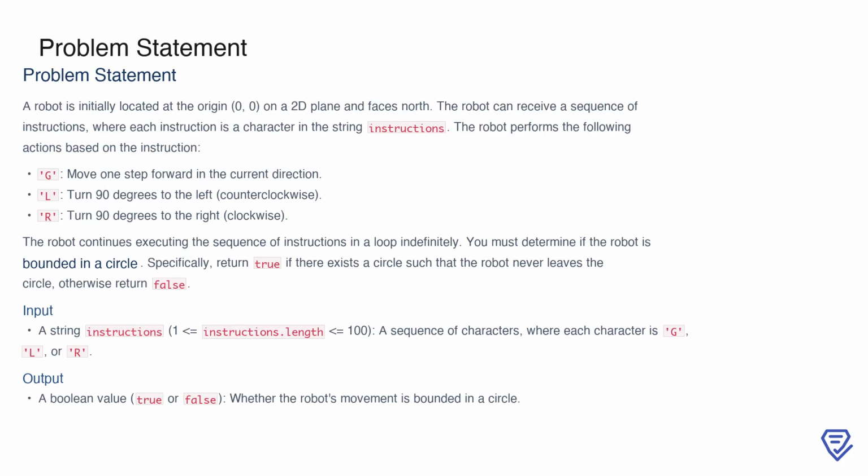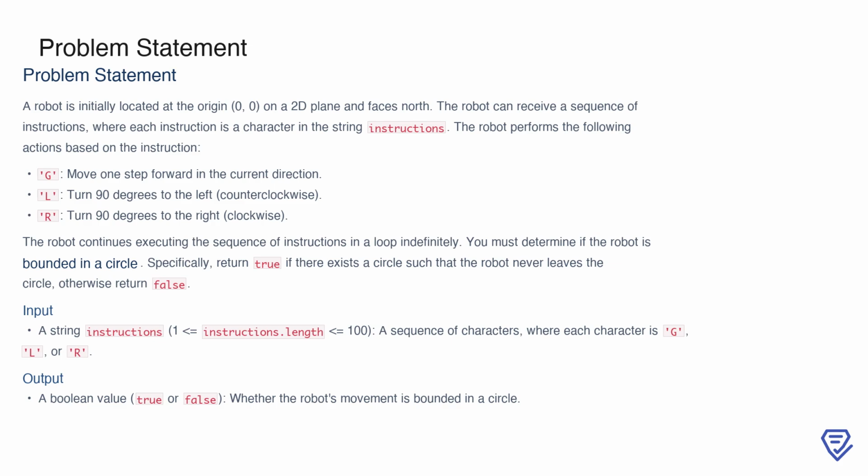In this problem, we have a robot that starts at the origin, 0, 0, on a 2D plane and initially faces north. The robot can receive a sequence of instructions represented by a string called instructions. Each character in this string corresponds to a specific action.